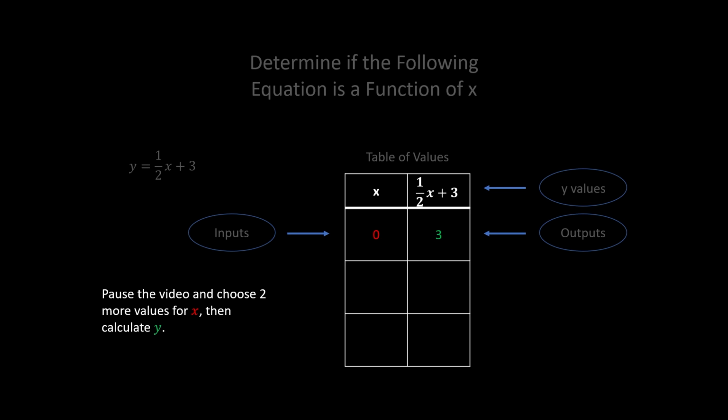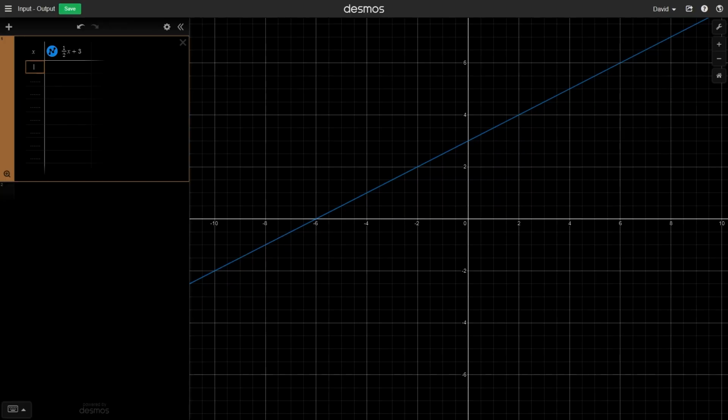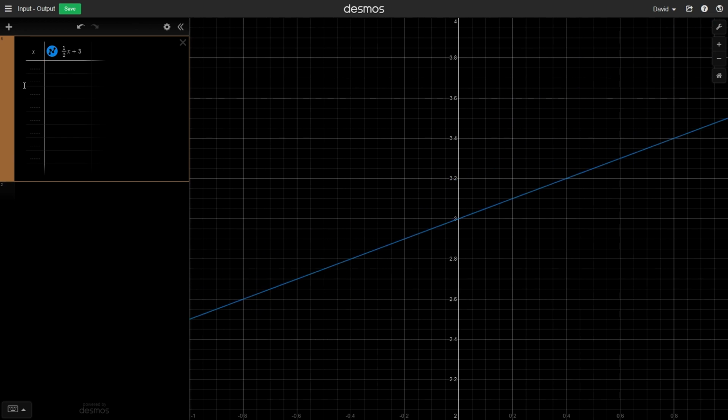Now while you finish the table, we're going to go ahead and move over to a graphing application called Desmos so we can fill in the table ourselves, plus look at it graphically. So looking at Desmos here, you can see in the top left corner I have my table of values, x on one side, my inputs, and the 1/2 x plus 3 on the other side. I can plug in values for this. So we chose 0, so I'm going to plug in 0 here, and if you notice, a 3 returned on this side.